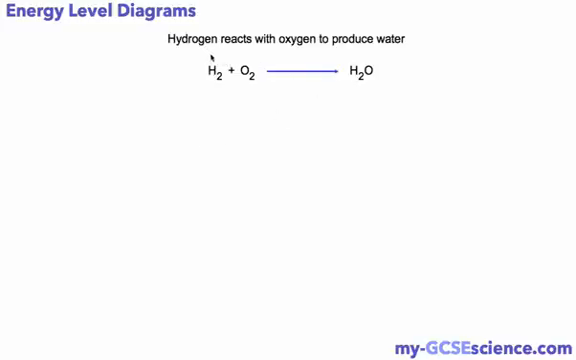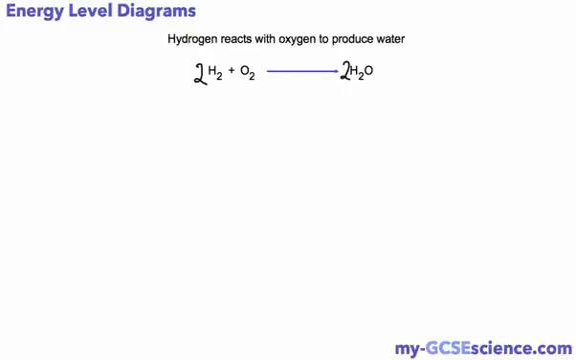So the first reaction we're looking at is hydrogen reacting with oxygen to produce water. Here's our formula equation. You might spot straight away that it's not balanced, and in order to balance this we can just add a 2 over here and a 2 over here. That means we now have the same number of atoms on each side, and this is now balanced.